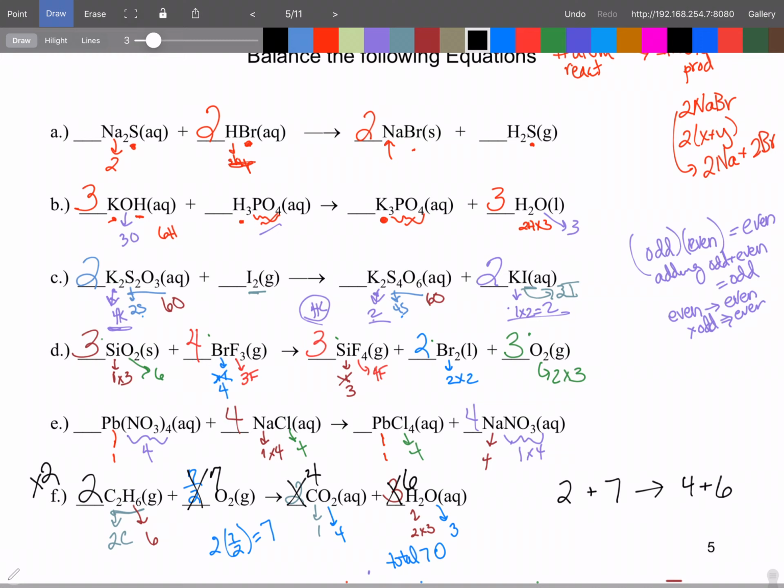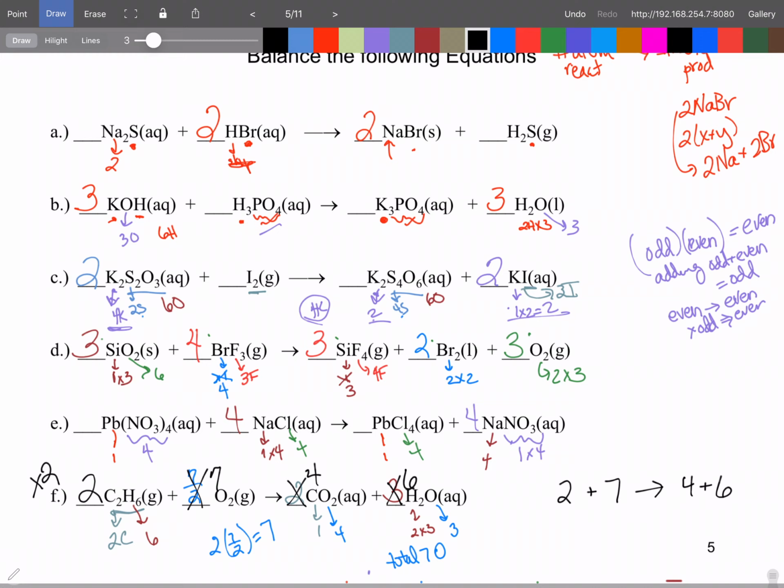Even though we were able to balance it using a fraction, and again, some people don't like fractions, you can just go back and double the original compound, C2H6. You're good to go, and you can balance it either way. Again, whichever one makes you happy.